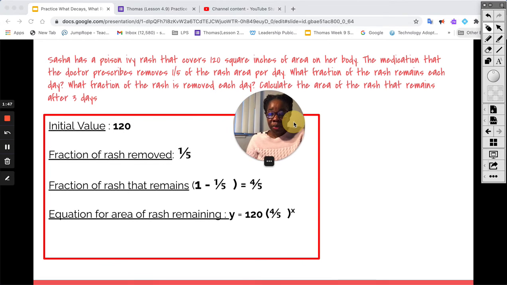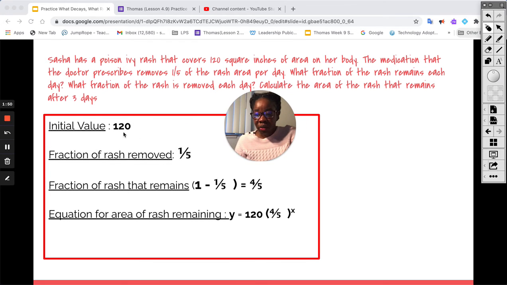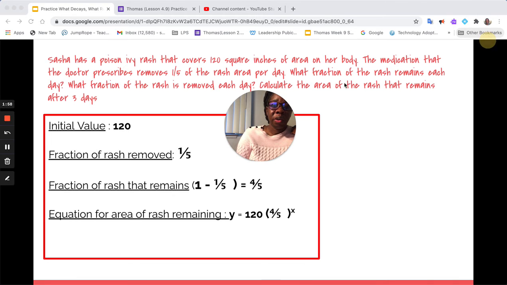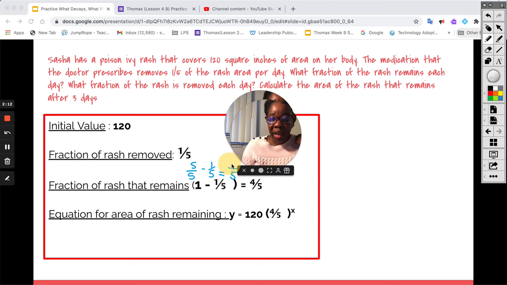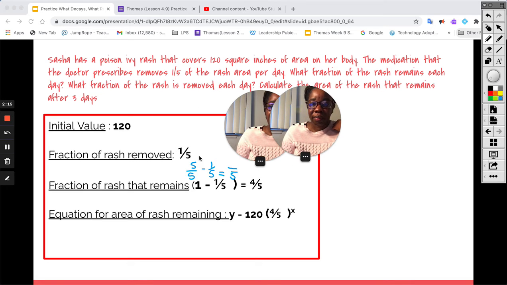So establishing important information, 120 square inches is covered. We know that 1/5 is removed, and if 1/5 is removed, then how much remains? It's 1 minus 1/5, and the way we go about doing that, that 1 is the same as 5 over 5. We know that by just paying attention to our denominator, we subtract 1/5. Keep your denominator, subtract your numerator, so that's how we're getting that 4/5 right there. And the equation that we end up getting is going to be y equals 120 times (4/5)^x.